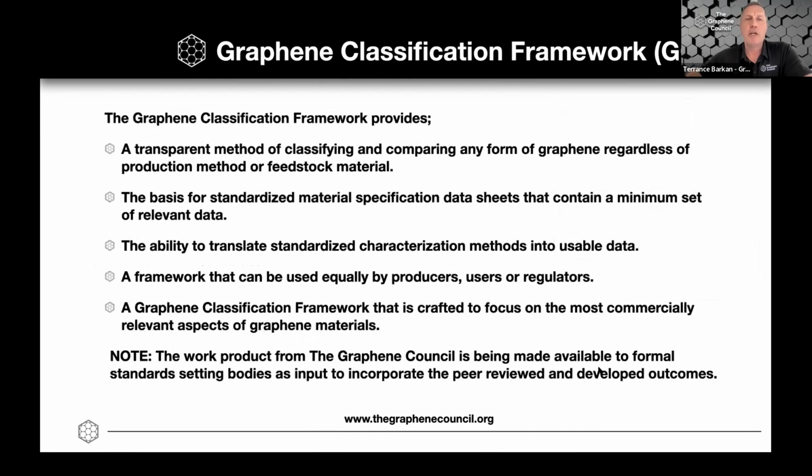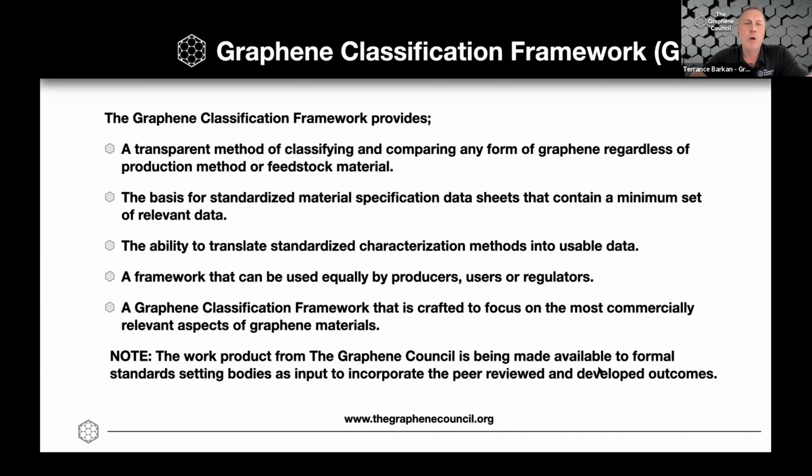The Graphene Classification Framework was intended to make an extremely easy and clear way of comparing any form of graphene, and that's regardless of how it was made and also what feedstock material was used. And there are no fewer than 14 different methods of graphene production that have been identified within the framework so far.